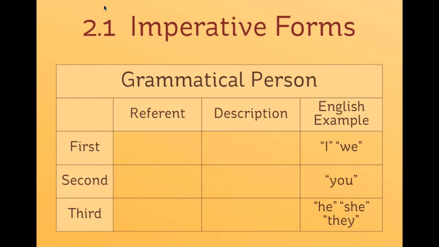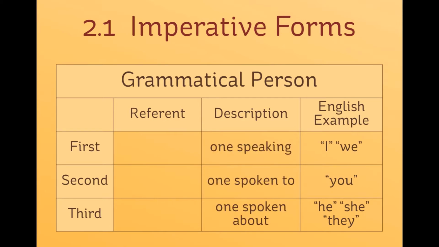First person corresponds to English I or we. Second person corresponds to you. Third person corresponds to he, she, or they. So each of these pronouns describes that different participant in the conversation. First person describes the one speaking. Second person describes the one spoken to. Third person describes the one spoken about.